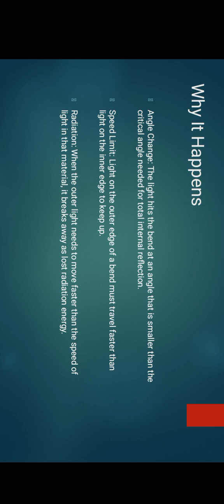The macroscopic bending losses occur as follows. First one, angle change. The light hits the bend at an angle that is smaller than the critical angle needed for total internal reflection. In this case, the macroscopic losses occur. Second one, speed limit. Light on the outer edge of a bend must travel faster than light on the inner edge to keep up. Third one, radiation. When the outer light needs to move faster than the speed of light in that material, it breaks away as lost radiation energy.